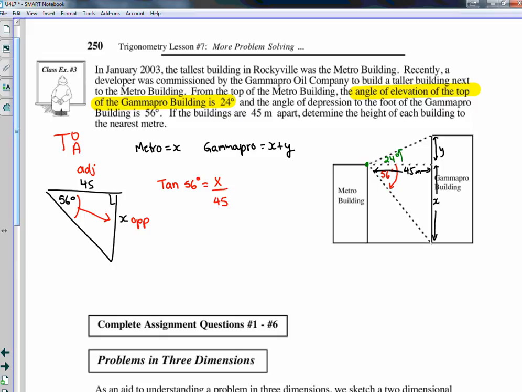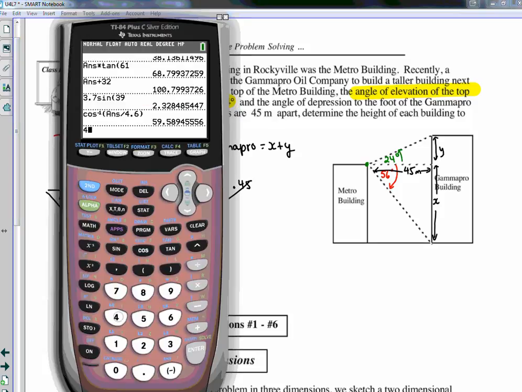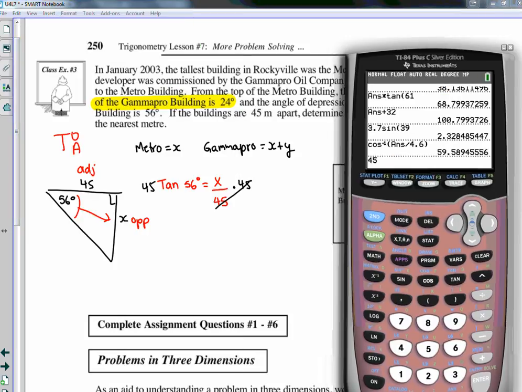And what would I do to both sides? Multiply by 45, or cross multiply if you'd like. I should move this out of the way. 45 tan 56 is 66.7, 1, 5, and so on. Okay, there's X.